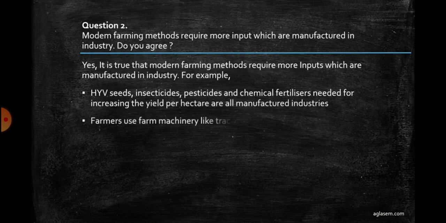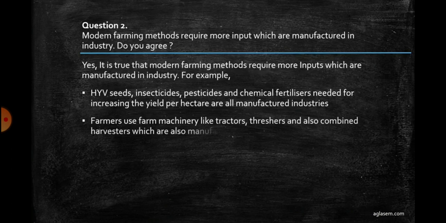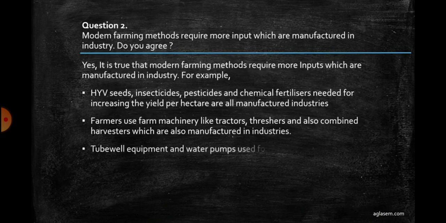Farmers use farm machinery like tractors, threshers, and also combine harvesters, which are also manufactured in industries. Tubewell equipment and water pumps are used for irrigation, also manufactured in industries.